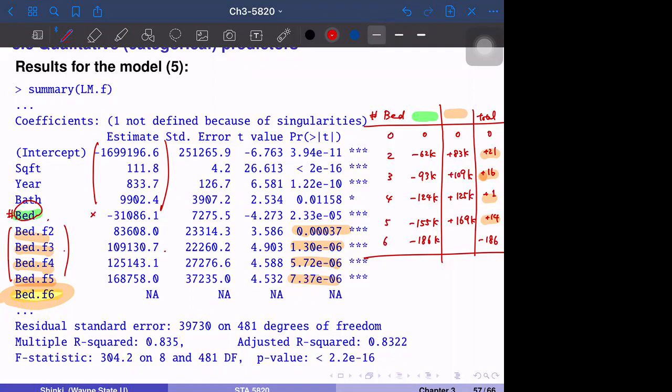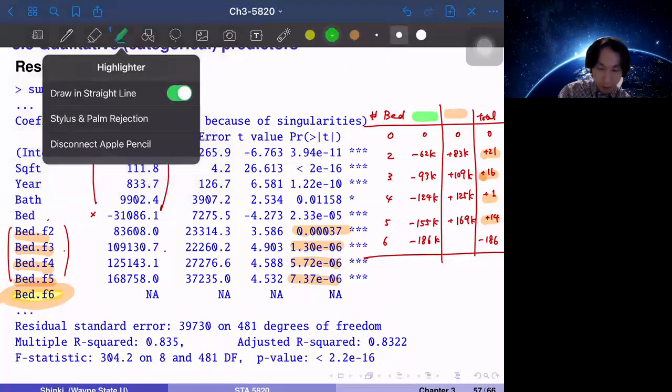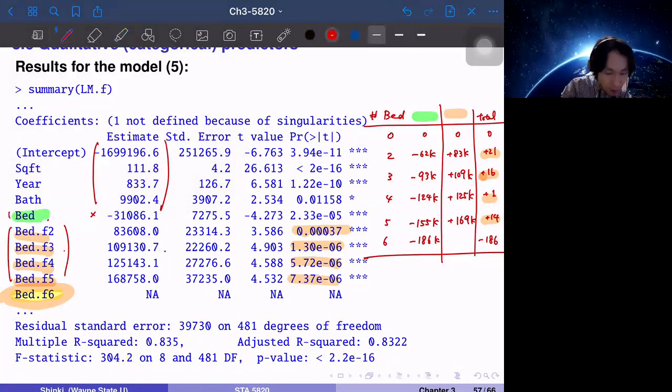So sorry. Okay, so this green one is the quantitative variable. This is the numeric variable. So this means the number of bedrooms. And the others are indicator variables. So when the number of bedrooms is exactly equal to 2, we have to add 83,000, maybe 84,000. This is an indicator variable.